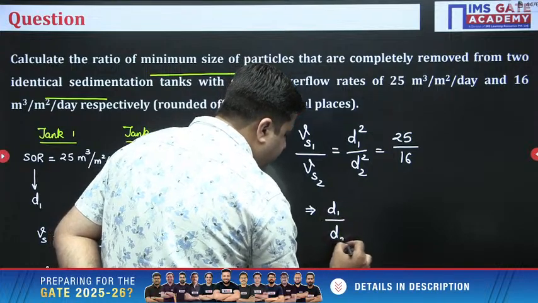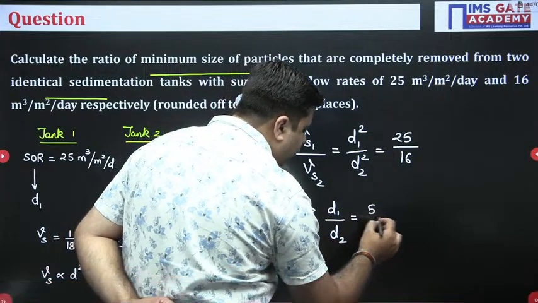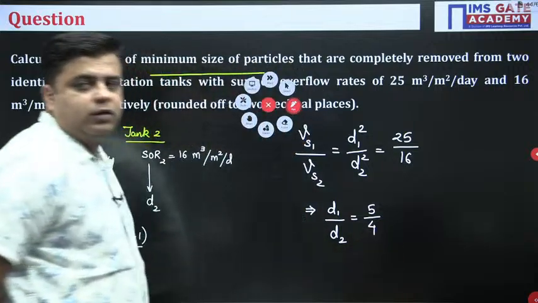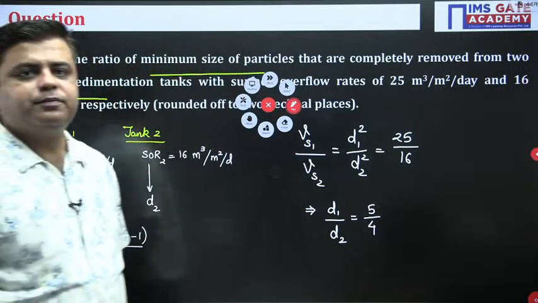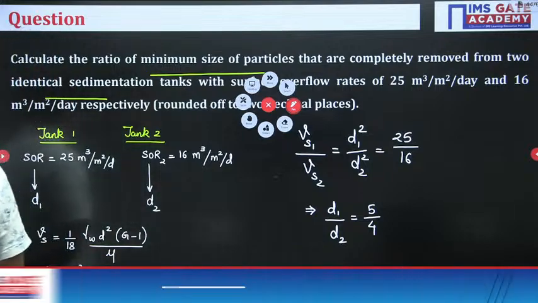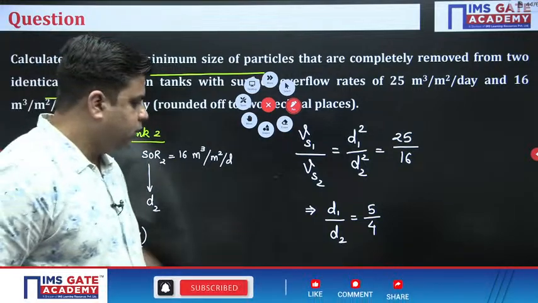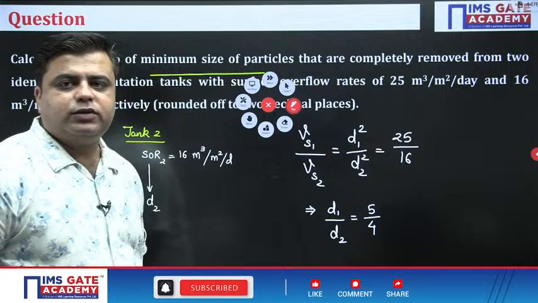So d1 by d2 will be 5 by 4. What will be the answer for this? 1 point something. Please tell me the answer. d1 by d2 will be 5 by 4. What is 5 by 4?